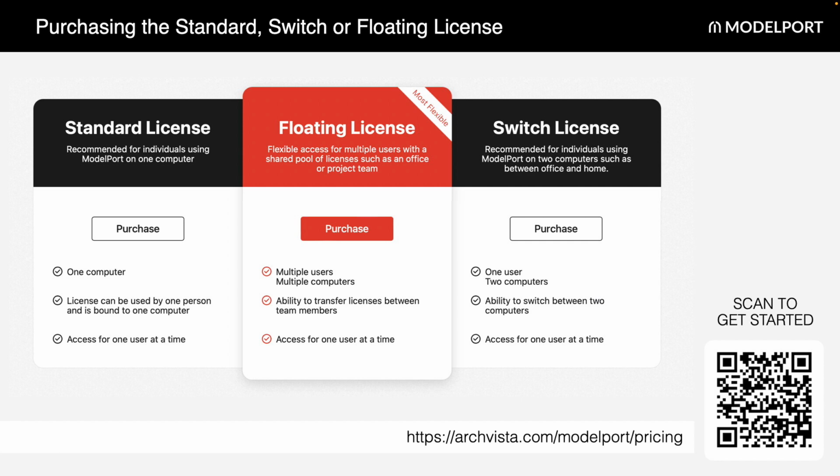Now, how do you purchase it? Well, if you go to archvista.com/modelport/pricing, or you can scan there to get started, you can purchase our standard license, our floating license, and our switch license from there. We have, again, the standard license for one computer, the floating license for multiple users on multiple computers, and the switch license for one user on 2 computers.